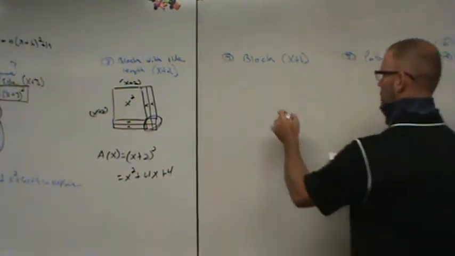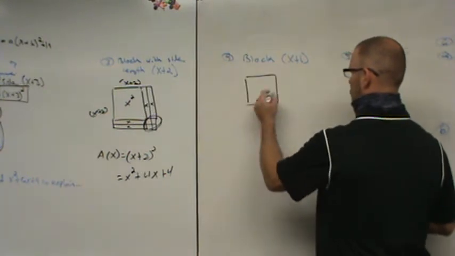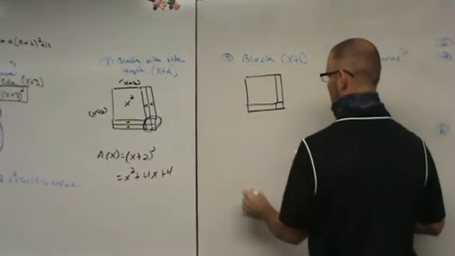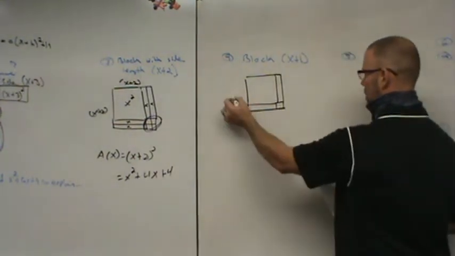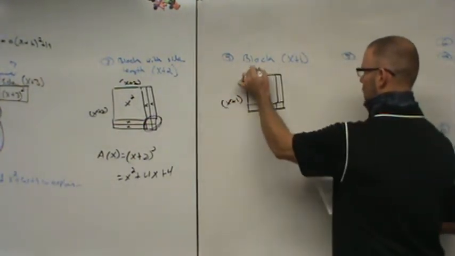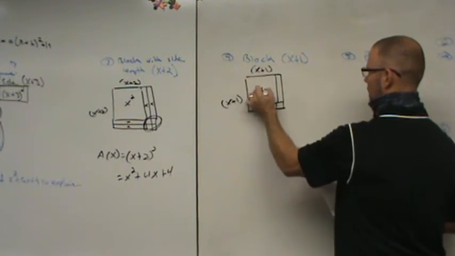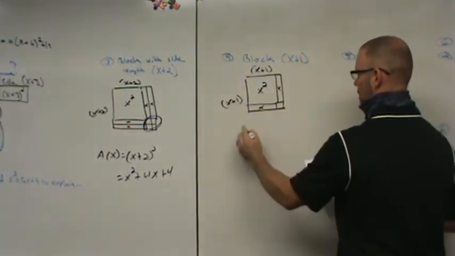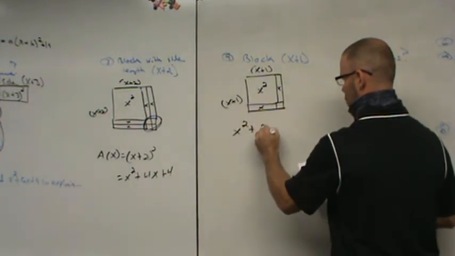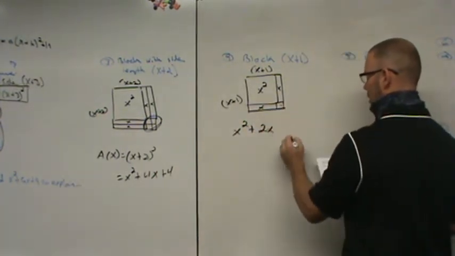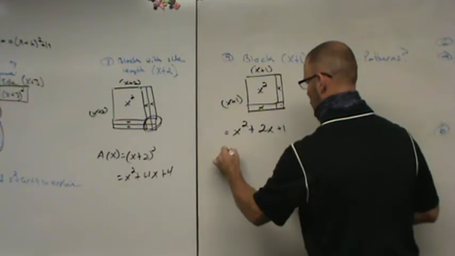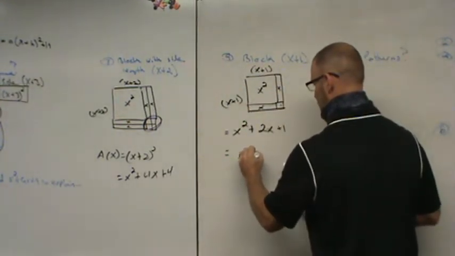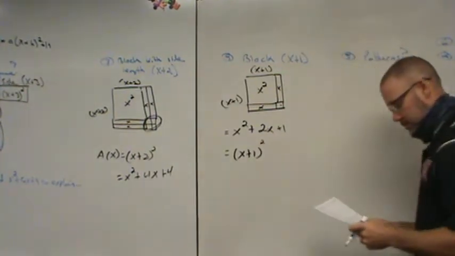What about a block with a side length of 1? Well, think about that. You create a block of side length 1. I'm expanding 1 on each side. This should be pretty easy. x plus 1, x plus 1, x squared. I have 1x on one side, 1x on the other, for a total of 2 x's, and then I have 1 single block. Or how else do I write that? The side length, x plus 1, squared.